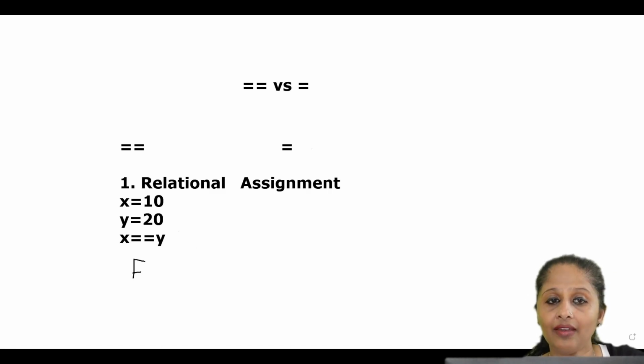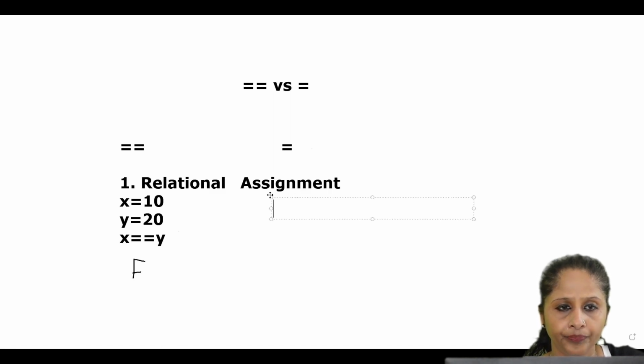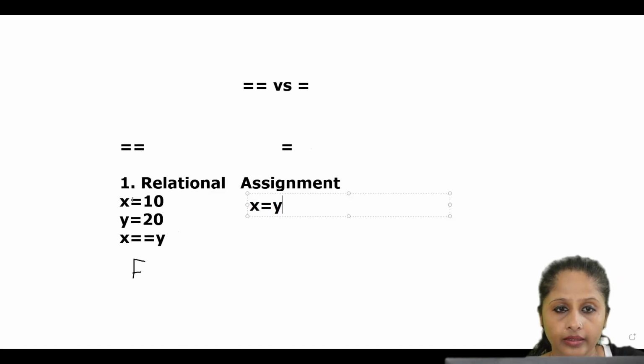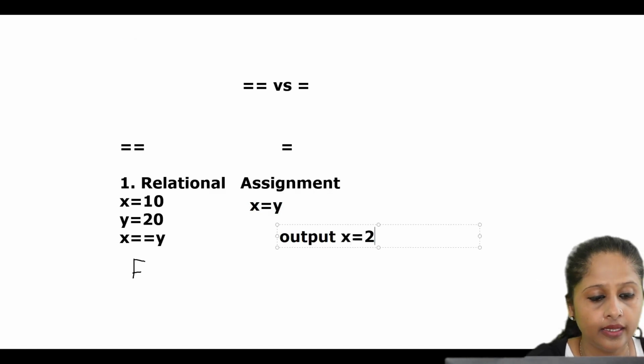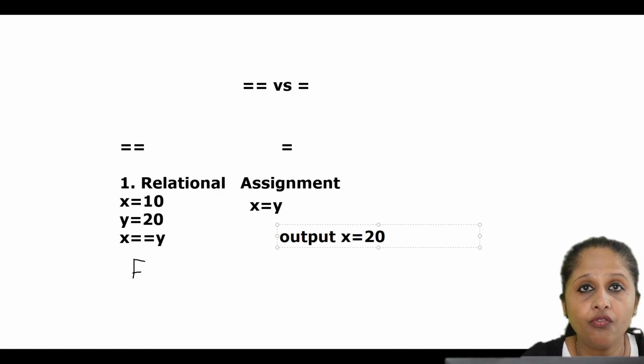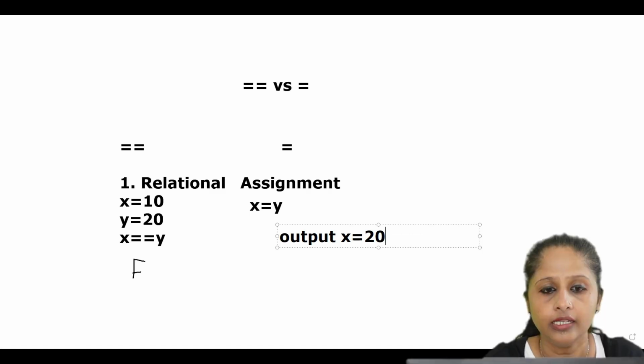In the same way we have equal to. So how can we write the same statement? Let's check it. Here x is equal to 10 and y is equal to 20, and we are writing x equal to y. Here the value of y is assigned to x. That means the value of y is 20, so the value of x is 20, because the value of y is assigned to x.